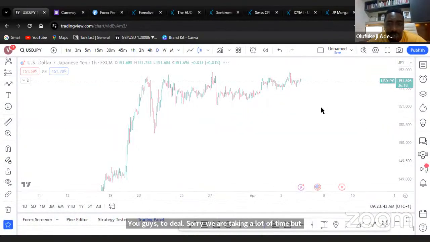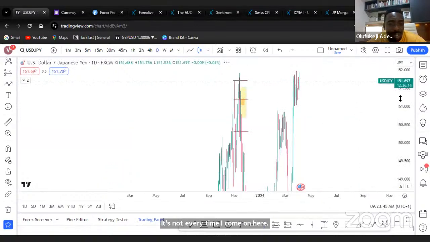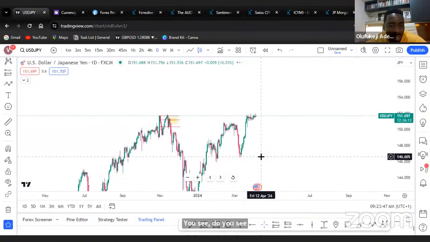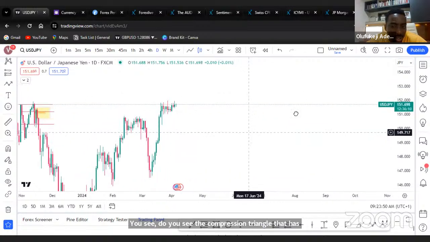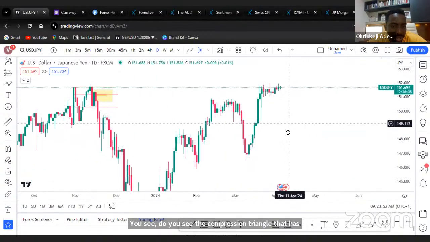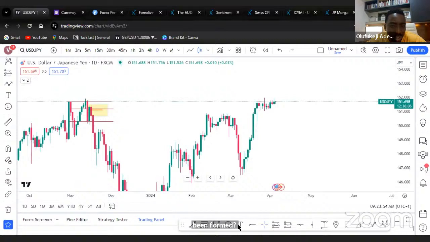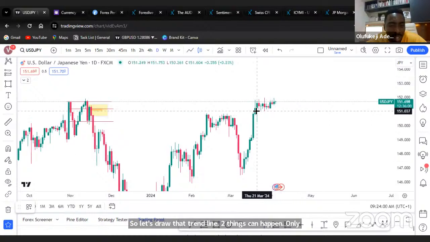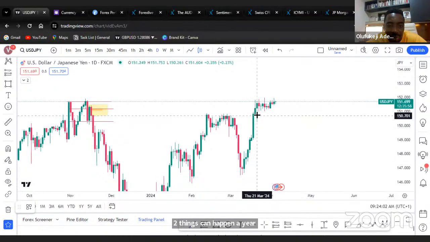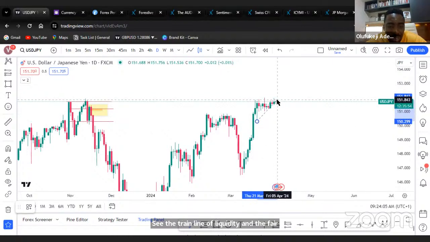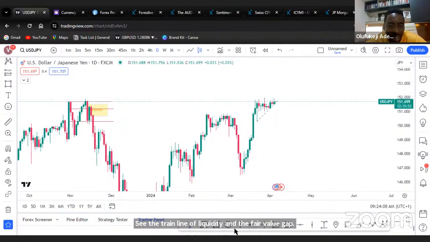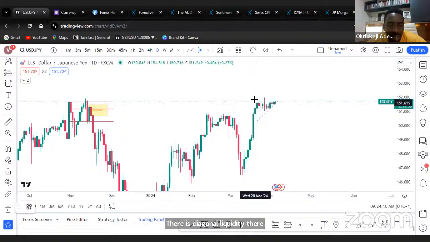Do you see the compression triangle that has been formed? So let's draw that trend line. Only two things can happen here. See the trend line of liquidity and the fair value gap. There is diagonal liquidity there.